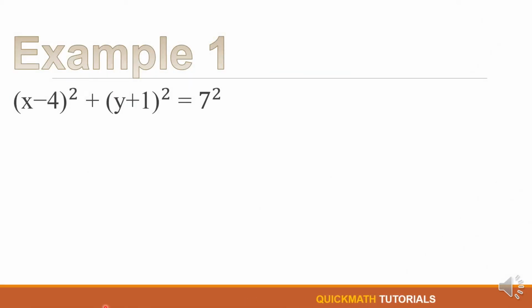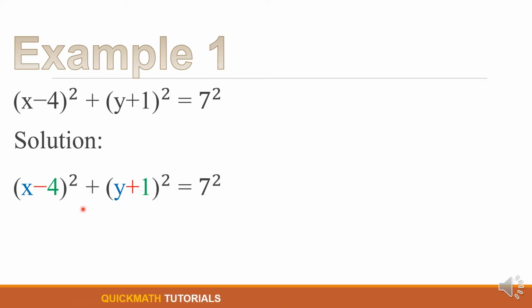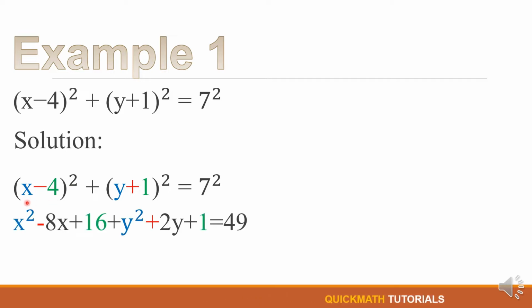Now, for our first example, we have the square of x minus 4 plus the square of y plus 1 equals 7 squared. For our first step, we will expand the square of x minus 4. So we have x squared, and the square of 4 is 16. Then for the middle term, we will just copy the sign negative, and this 4 we will multiply by 2. So we have 4 times 2, we have 8, and copy the variable x.